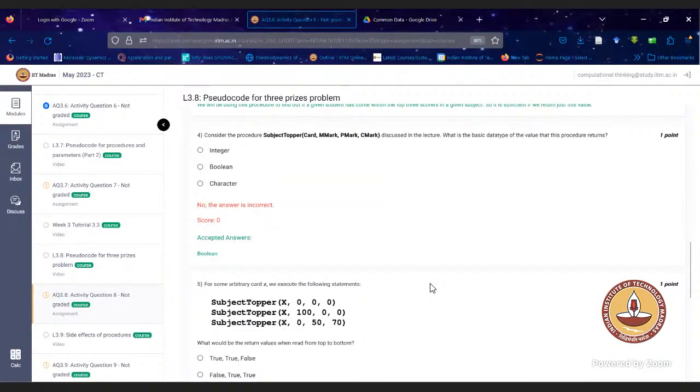So the information which he provided is that the subject topper procedure takes the values of card, maths mark, physics mark, and chemistry marks, and compares them and sees whether it is, for the second highest, right?